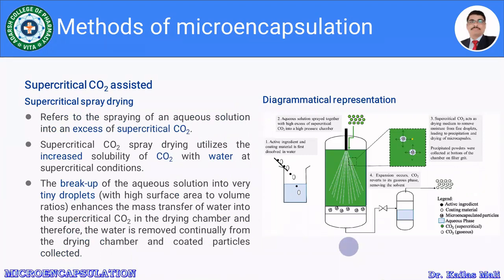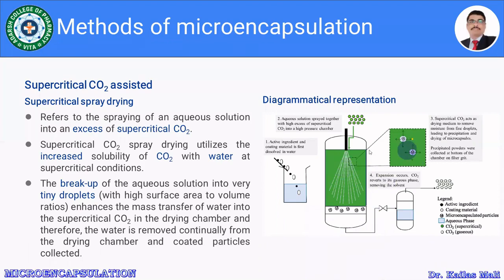Let us move towards the next method, known as supercritical spray drying. It is similar to spray drying. Simply, we dissolve the active ingredient and coating material in water, isn't it? In the second step, this aqueous solution is sprayed together with a high excess of supercritical carbon dioxide into a high pressure chamber. This is a chamber which initially contains the supercritical carbon dioxide, and we spray the prepared solution into the chamber. See the insert.